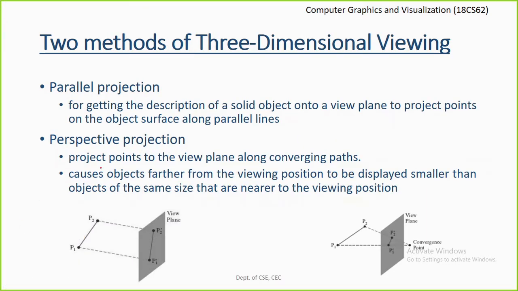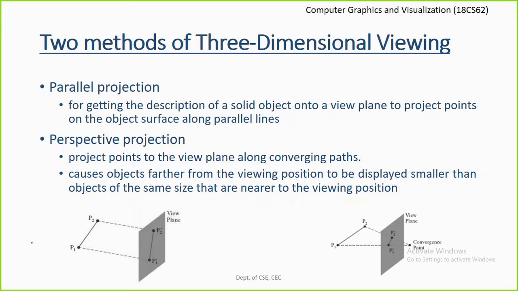Now there are two methods for three-dimensional viewing. Very important terms you need to remember. There are two ways in which we can project a given object onto a view plane. The first method is called a parallel projection, and the second method is called a perspective projection. Parallel projection is used for getting the description of the solid object onto a view plane, to project the points on the object surface along the parallel lines.